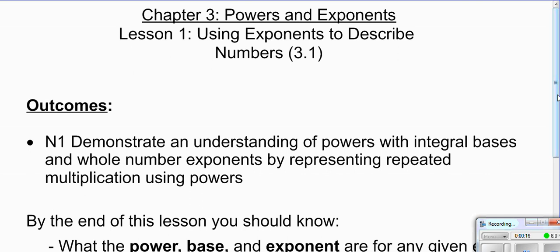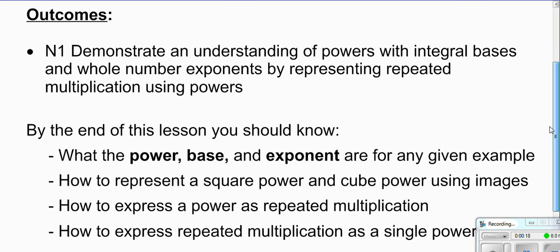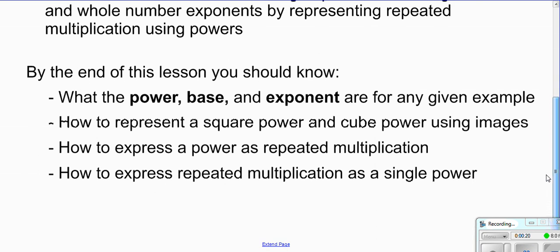So the first couple things that we need to look at are some keywords. We are going to know what a power is, what a base is, and what an exponent is by the end of this lesson. And given any example, you should be able to recognize those three different components.